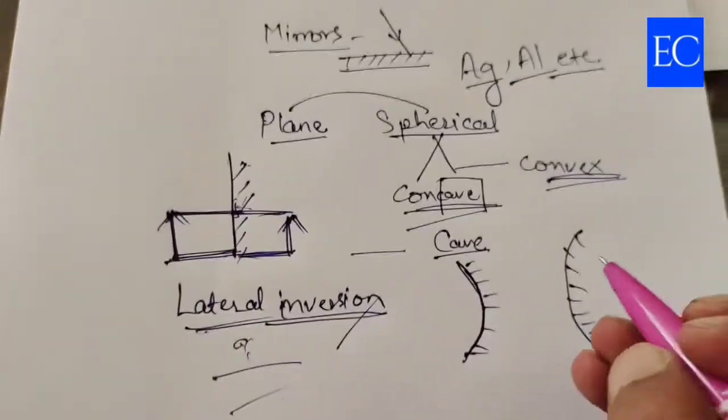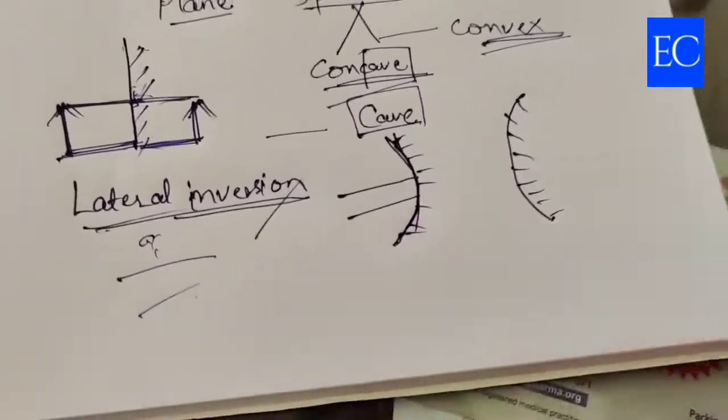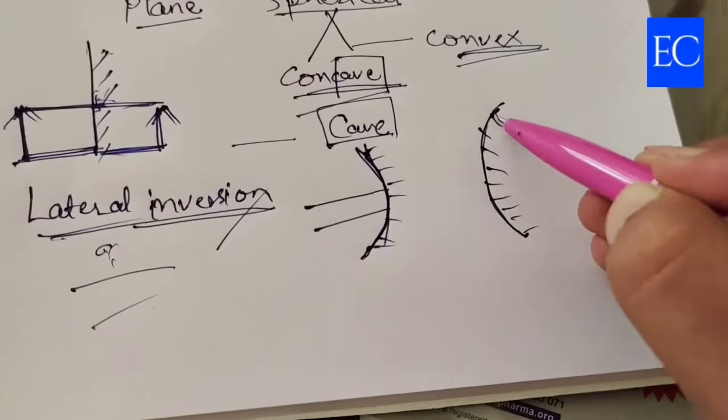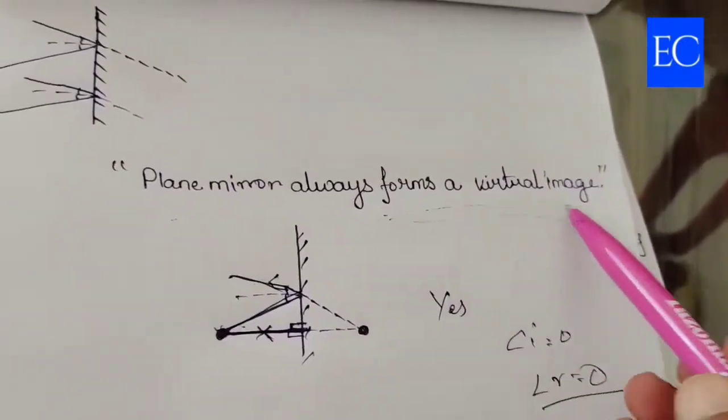Concave, you can remember it by the word cave. This is a cave-like structure, and hence it is the reflecting part of the mirror. And just opposite to it, convex. The cave part is coated, and the reflecting part is the other one, which is bulged outside. A plane mirror always forms a virtual image.